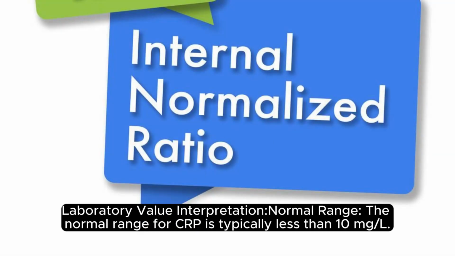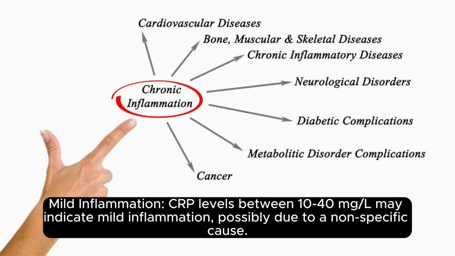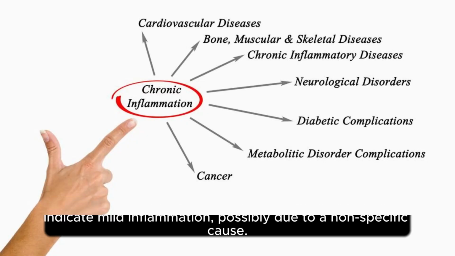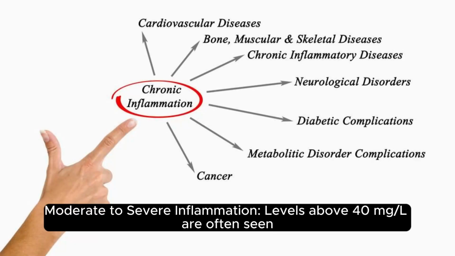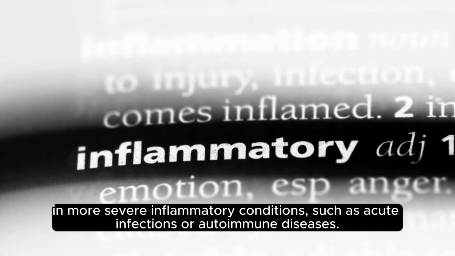Laboratory interpretation: normal range. The normal range for CRP is typically less than 10 mg per liter. Values within this range suggest the absence of significant inflammation. Mild inflammation: CRP levels between 10 and 40 mg per liter may indicate mild inflammation, possibly due to a nonspecific cause. Moderate to severe inflammation: levels above 40 mg per liter are often seen in more severe inflammatory conditions, such as acute infections or autoimmune diseases.